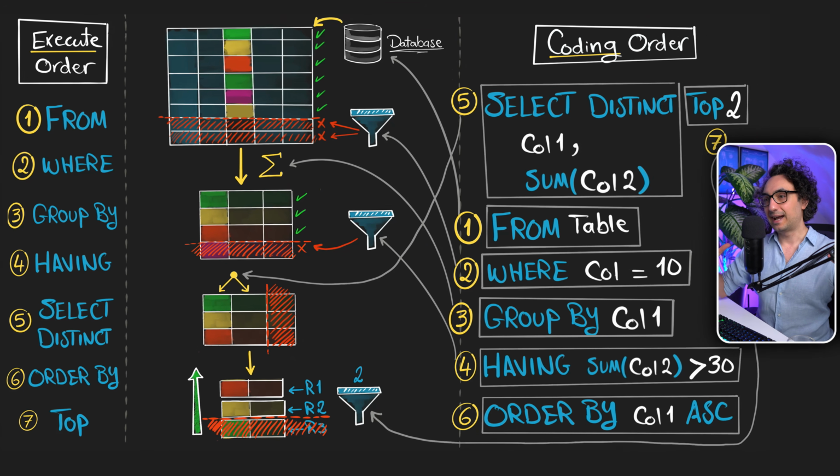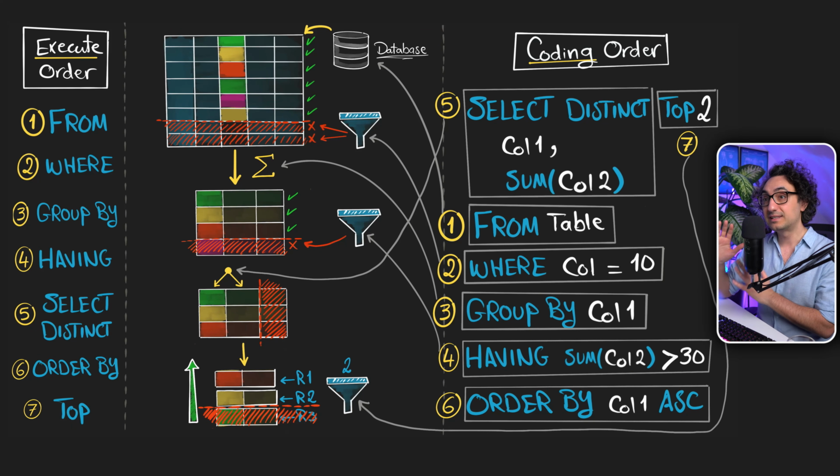So now if you sit back and look at this, the coding order is completely different from the execution order. In the coding, we first have to specify the SELECT. Actually the SELECT is going to be executed almost at the end, at step number 5. And once you understand how SQL executes your query, you can understand how to build correct queries.